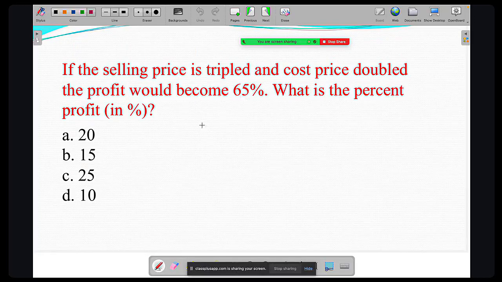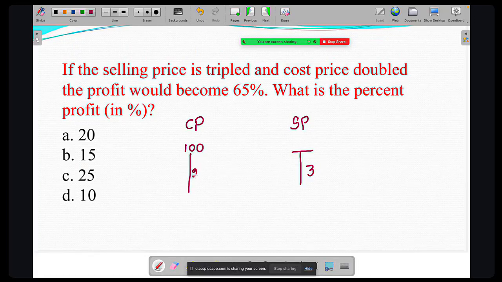So like this question, always assume cost price. Since it is a percentage question, I am always assuming cost price. I told you, 100 rupees I am assuming as cost price. Selling price I don't know here. But selling price is tripled. Tripled means 3 times. Here I have one number, it is increased 3 times.